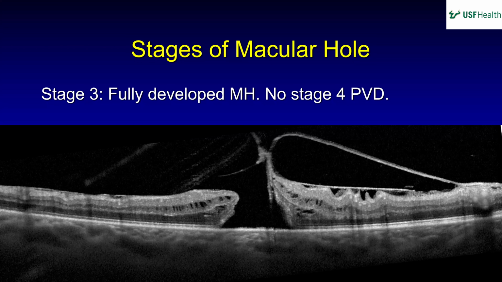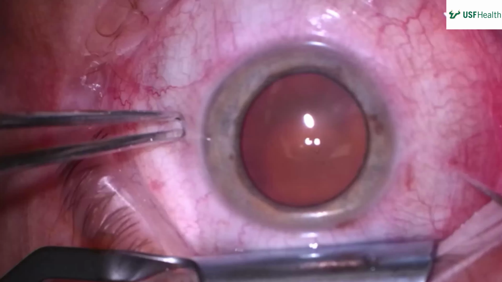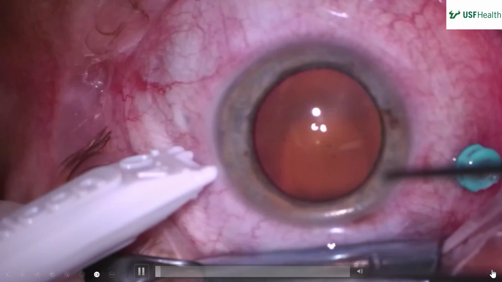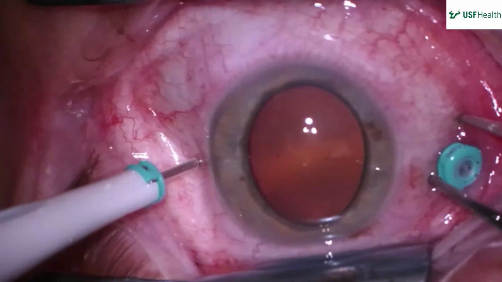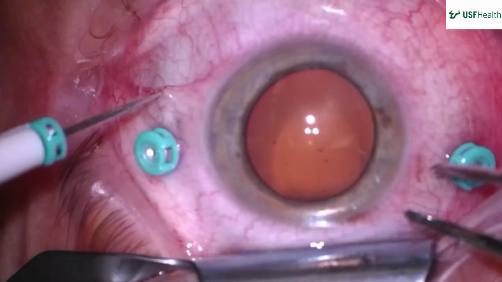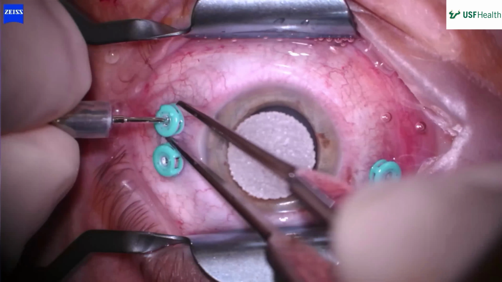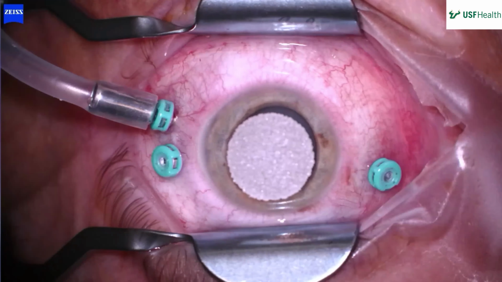And then this is stage 3, a fully developed macular hole, no PVD. And this one, I think I have a video. This is a guy I did the other day. I wish this was better focused. Have you seen vitrectomy? We used the small trocars. Kirk Paco came up with this. I saw an interview with him. His idea was to do in-office vitrectomy.